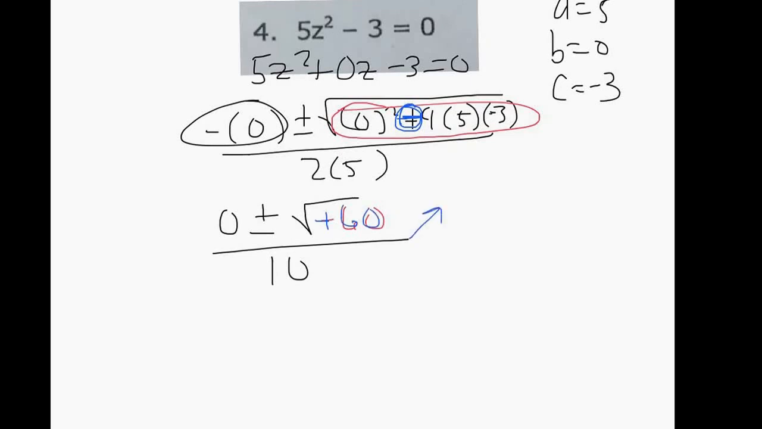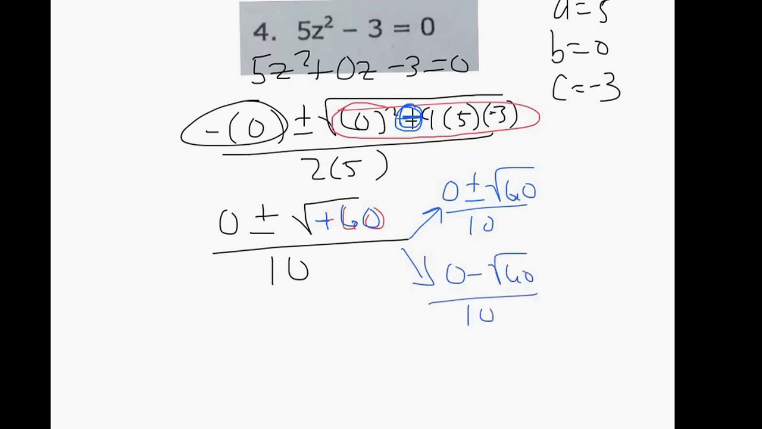Alright, so then I break this up. 0 plus or minus 60 divided by 10. 0 minus the square root of 60 divided by 10. So the square root of 0, oops, not the square root of 0 plus the square root of 60, enter, divided by 10, math 1, enter. Again, it gives me a decimal, so 0.77. 0 minus the square root of 60 divided by 10 is negative 0.77.